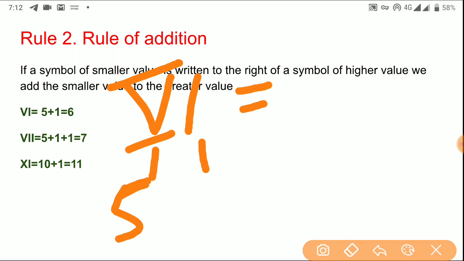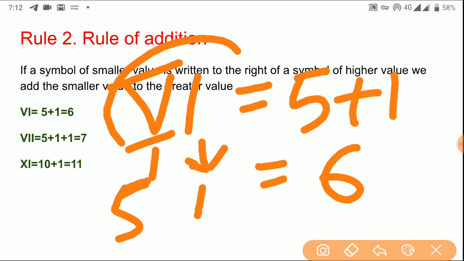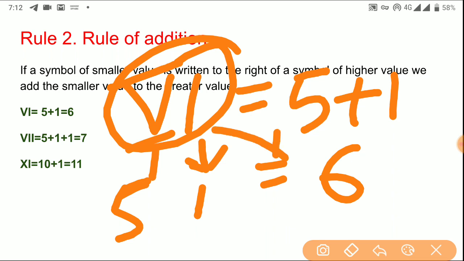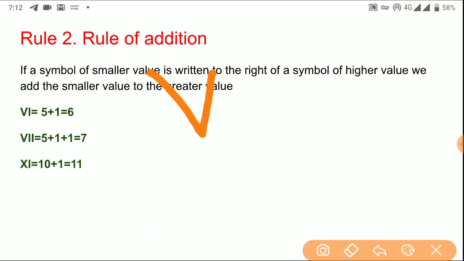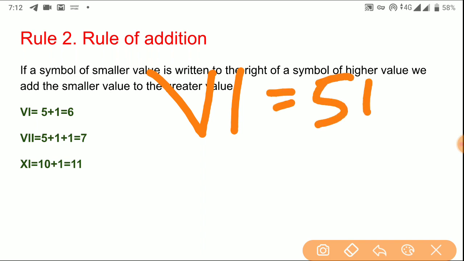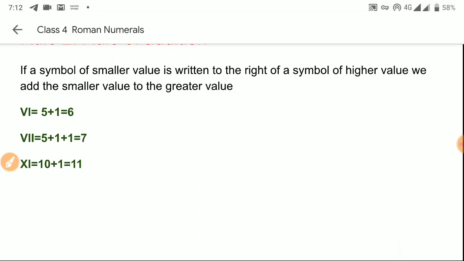If the smaller value is coming just after the greater value, then both values will be added for finding the given symbol's value. I am repeating. If the greater symbol is given and just on the right side of the greater symbol a smaller symbol is there, simply add both symbols' values for finding out the total.